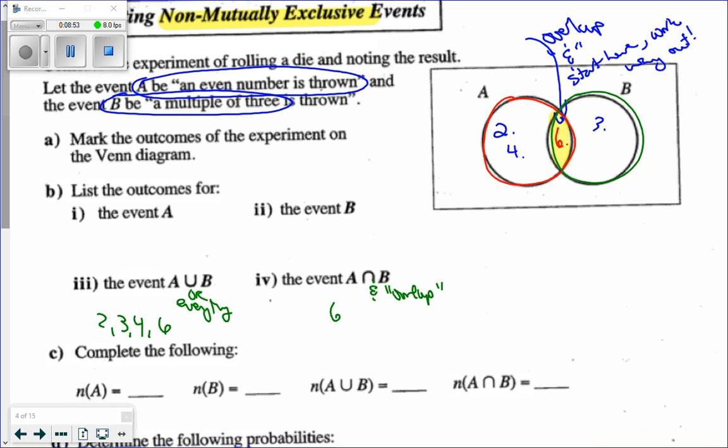So total number of outcomes. The experiment of rolling a die. You could land on a 1, a 2, a 3, a 4, a 5, or a 6. So 1 and 5, they're not even and they're not multiples of 3, but they're still in the universal set. When you're doing the OR, make sure you list everything in the universal set. It's still 1, 2, 3, 4, 5, 6, even though it's not in the circles. The AND is just the overlap, which is the 6.